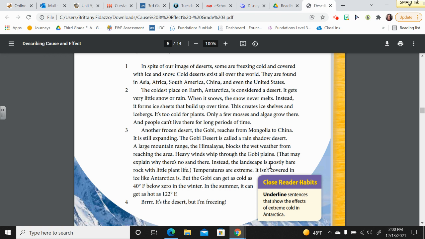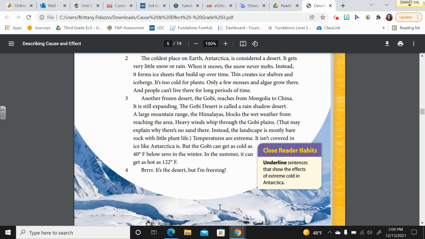Instead, the landscape is mostly bare rock with little plant life. Temperatures are extreme. It isn't covered in ice like Antarctica is, but the Gobi can get as cold as 40 degrees Fahrenheit below zero in the winter. In the summer, it can get as hot as 122 degrees Fahrenheit. It is the desert, but I'm freezing.